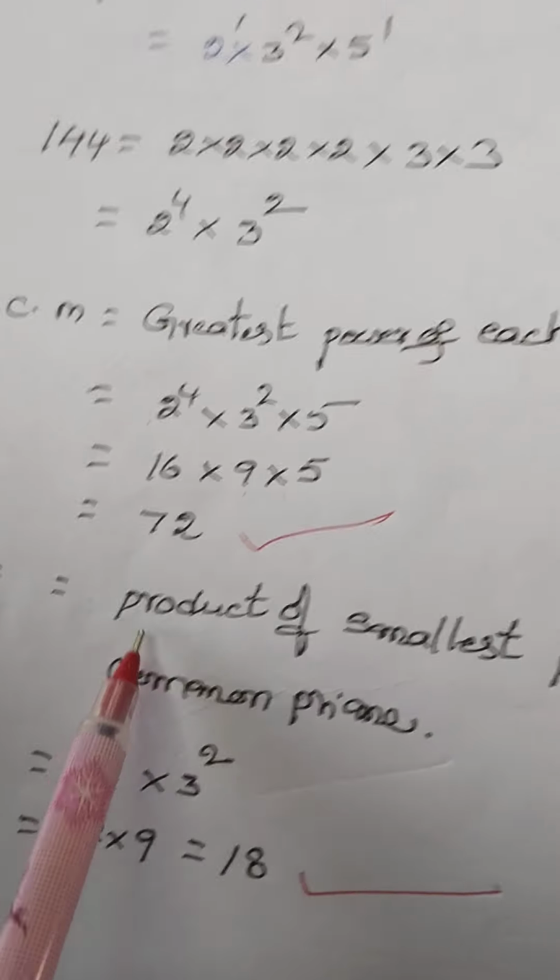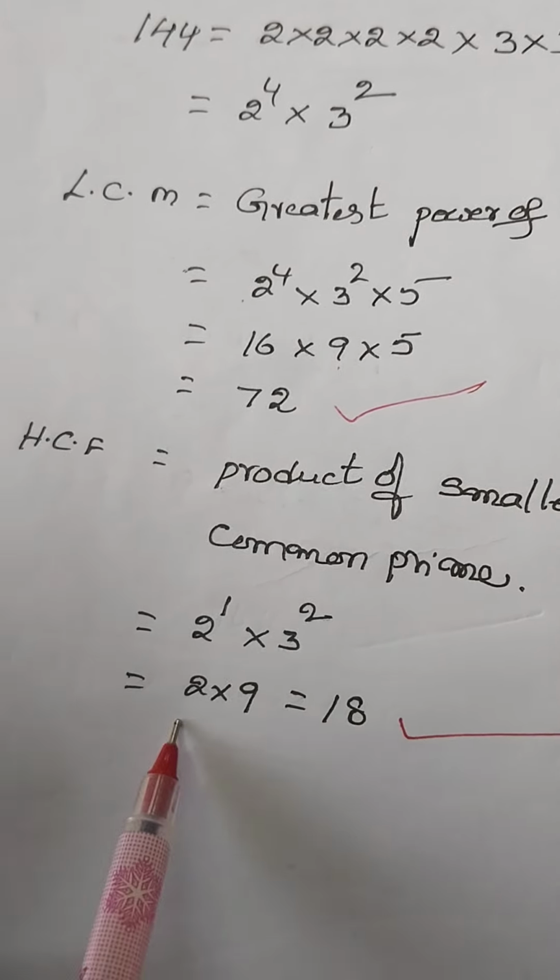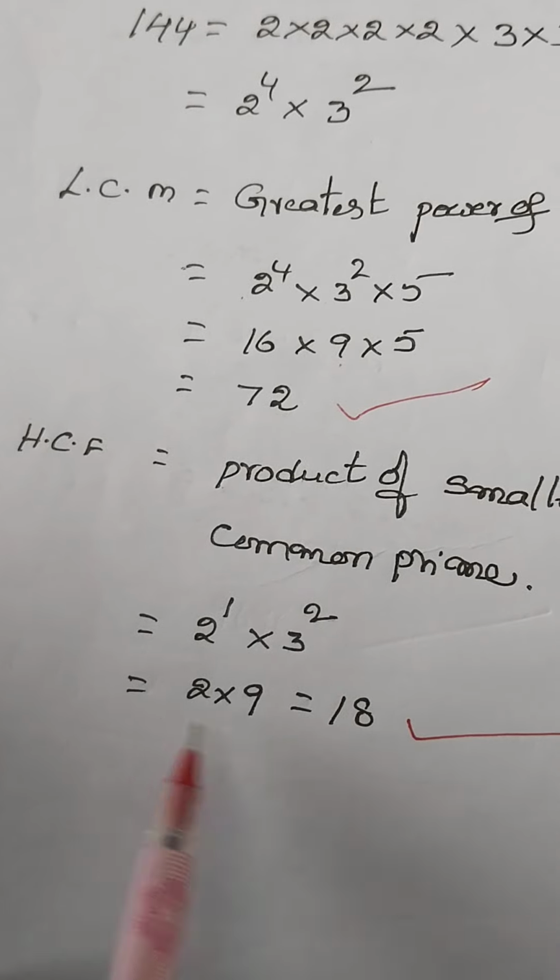So HCF is the product of the smallest power of each common prime. So 2 power 1 into 3 square, least power, means 2 into 9 is equal to 18.